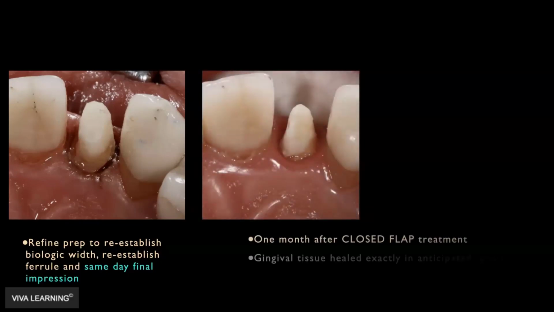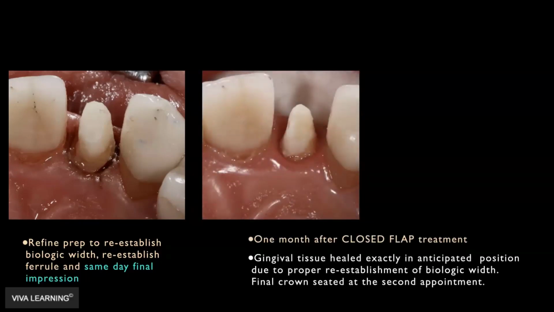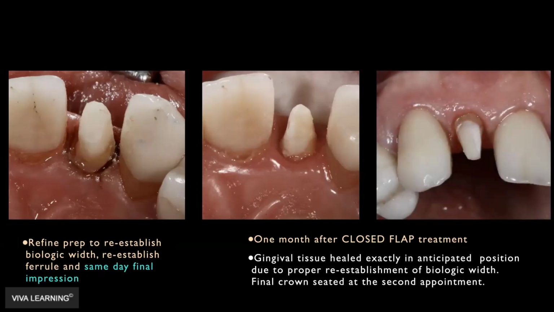So let's say after I refine the prep, reestablish biologic width here, same day final impression. This is 1 month later after I saw that patient come back. I knew exactly where the margins were going to heal. And then from that point, you don't have to worry if the margin is too high. All you have to know is that it's 3 millimeters to the crestal bone. Then I'm able to look at this. I knew exactly where this margin was going to heal.